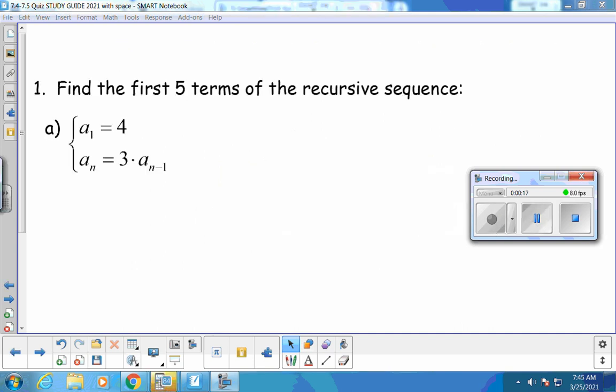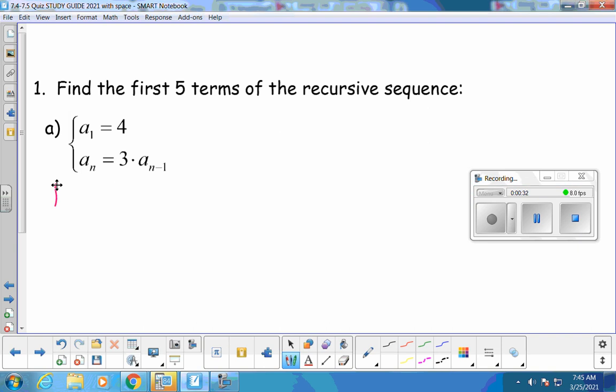Alright, I guess it's time to do problem 1. It does make sense to start with the first problem. Anyhow, how do you do this? We know that a of 1 is 4, and we know that a of n equals 3 times the previous term. For the first term, we already know that it's 4. It's given to us.